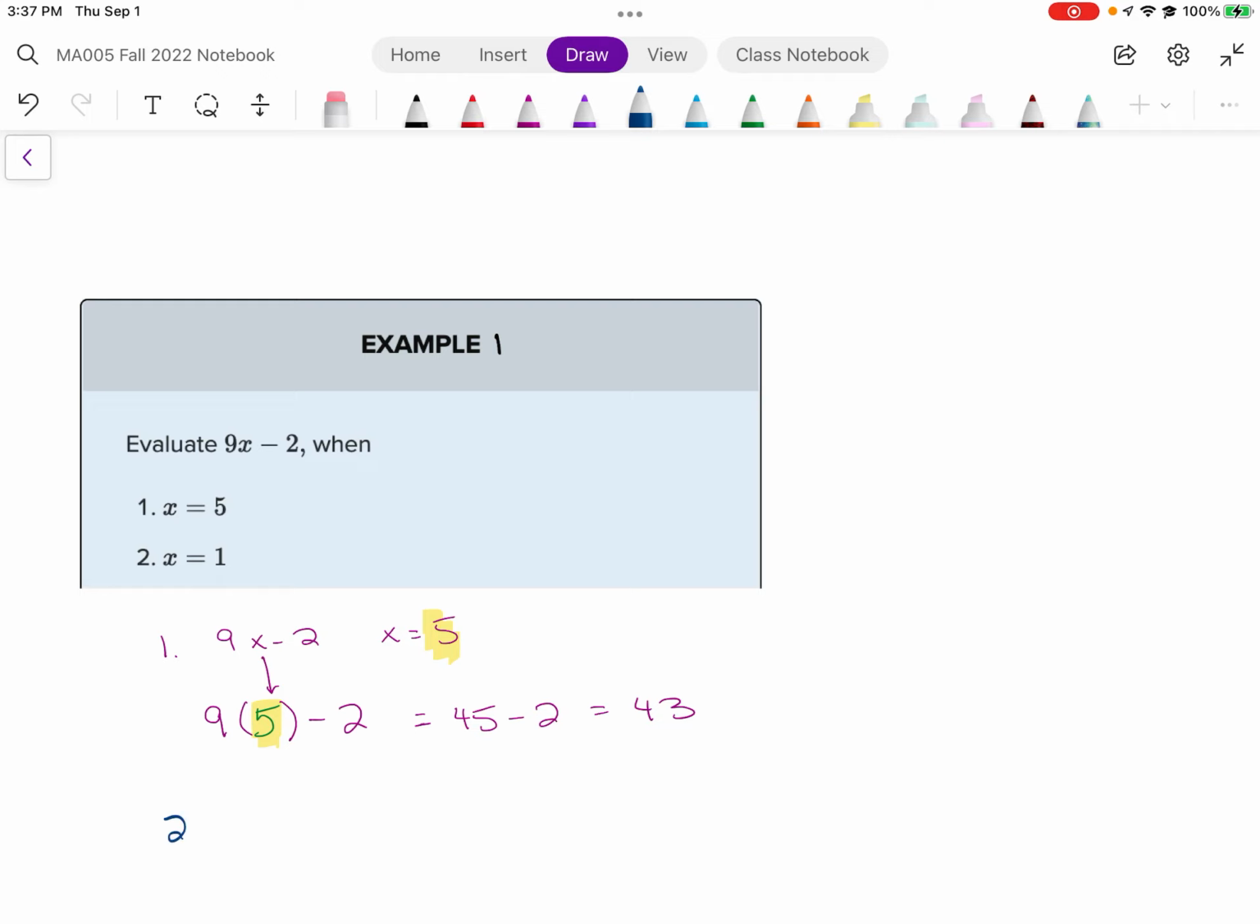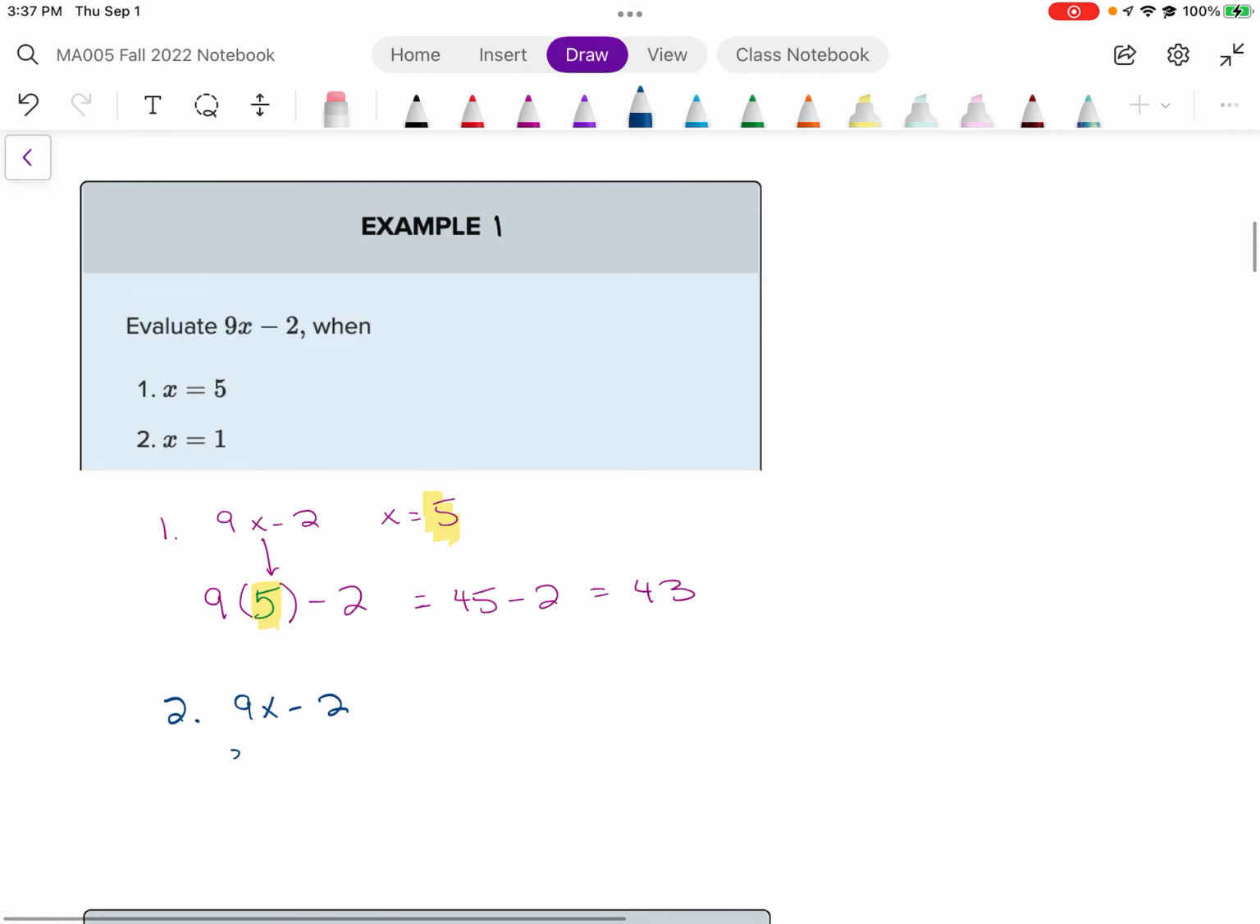All right, that's the first one. Let's do number 2. Again, we've got 9x minus 2, and we're going to say 9 times whatever that is, minus 2. This time x equals 1. So we're going to put this 1 in for the x, which is right here. So 9 times 1 minus 2. So I get 9 minus 2, always do multiplication first, equals 7.